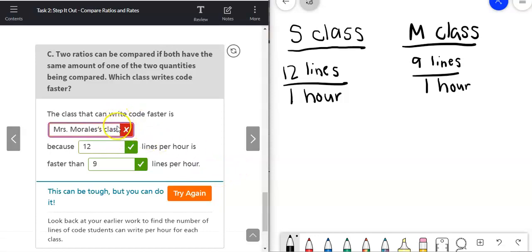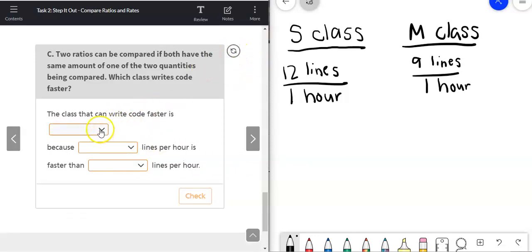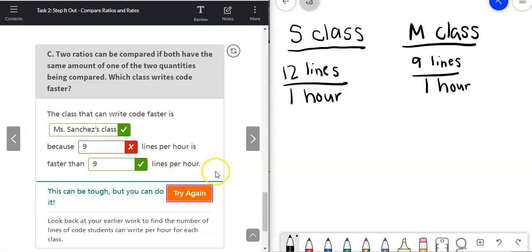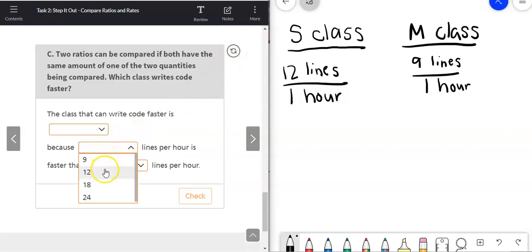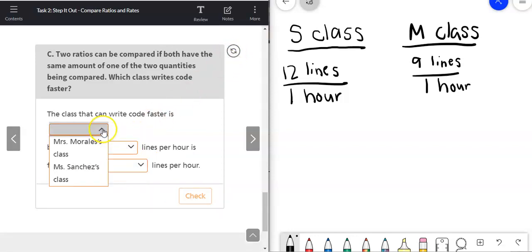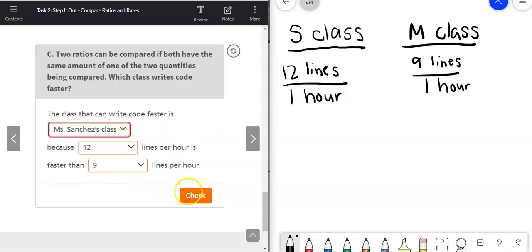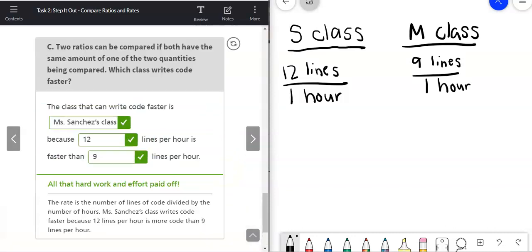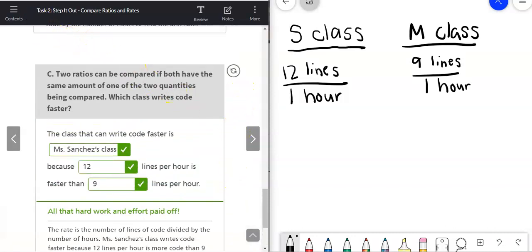Why did I click Morales's class? I'm sorry, that was silly. I even said Sanchez's. Sanchez's class can do 12 lines, and the other class can only do 9 lines. Oh my goodness, I am not typing the right things. This is 12. This is 9. This is Sanchez's. There we go. I'm sorry about that. And that's all there is for this first video.